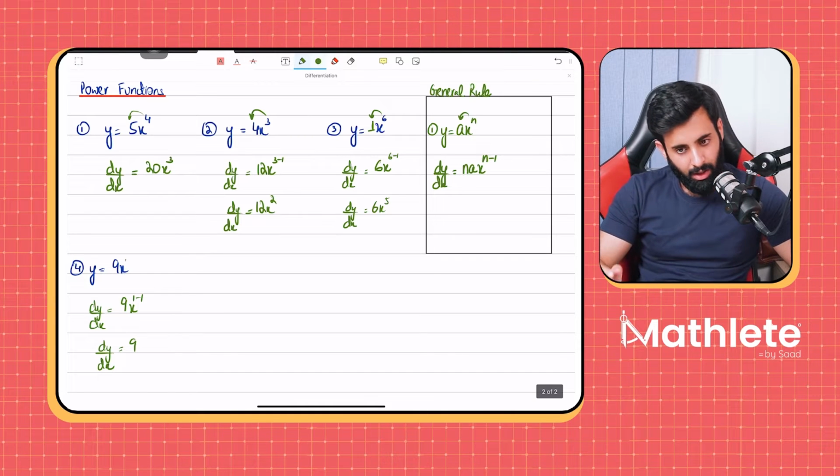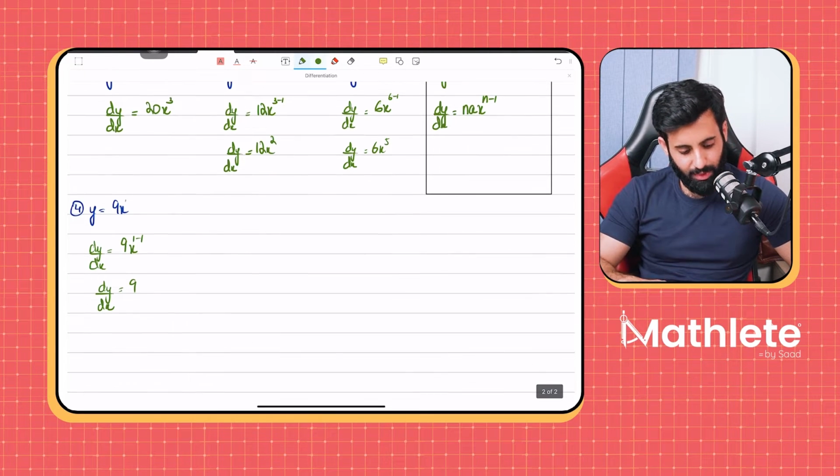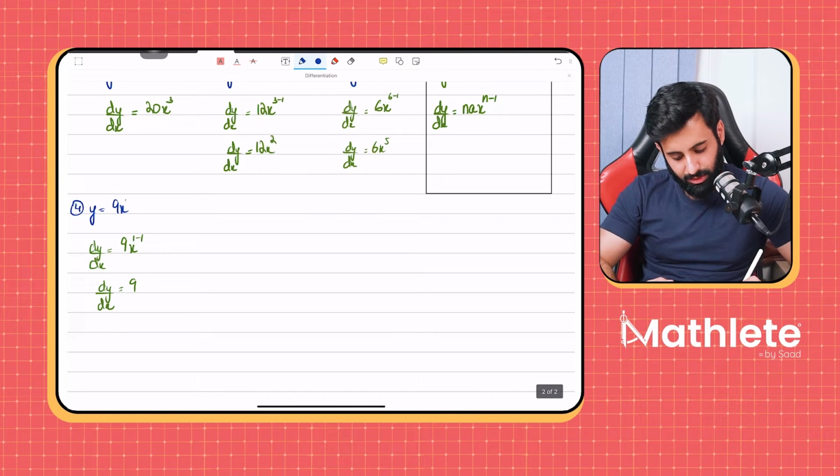What if you have something like this? Let's say you have y is equal to 3.